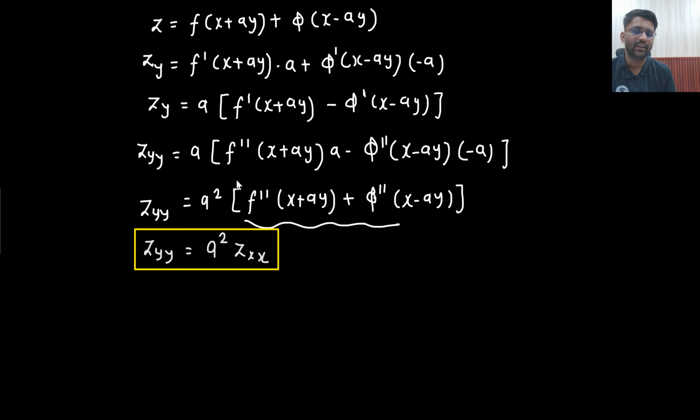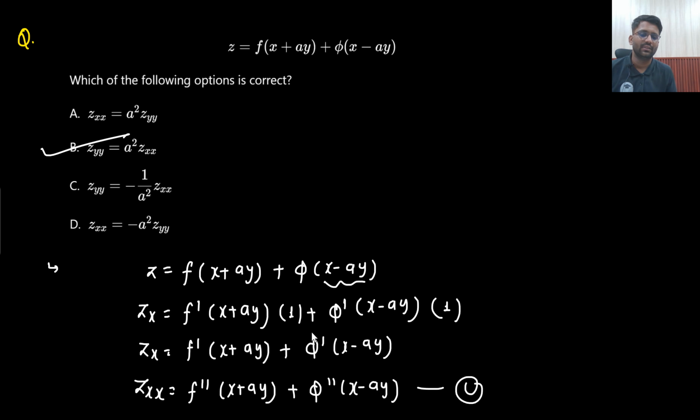This is the answer. Here with respect to y we need to do. So f dash (x plus ay), inside we need to differentiate. Here differentiation will be a. Here differentiation will be minus a. Again inside you have to differentiate. Again here differentiation will be a. Here differentiation will be again minus a. So this will become a square. So zyy would be equal to a square zxx. That's the answer. That's it.